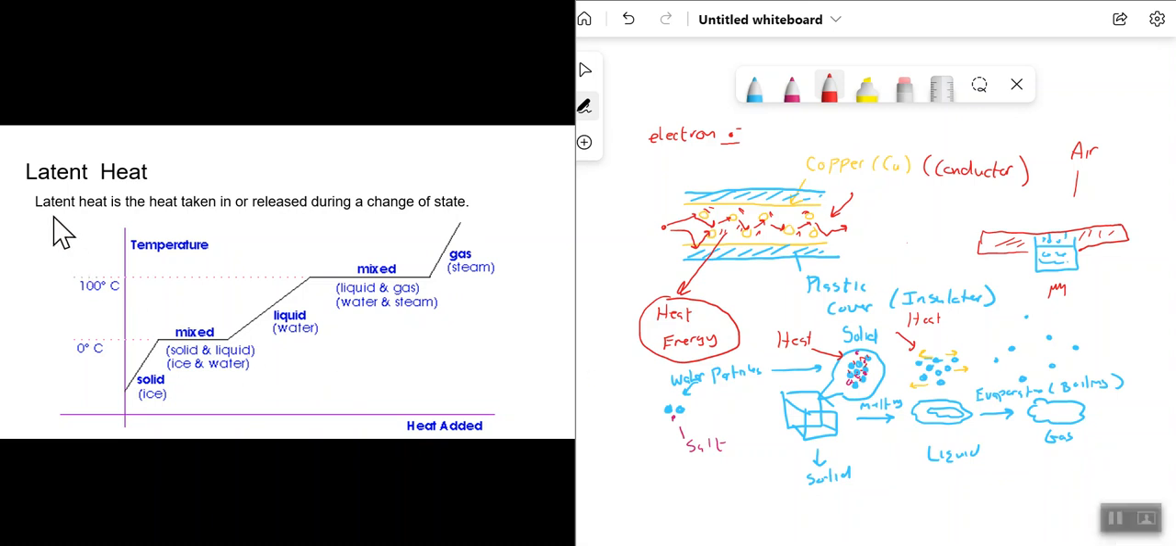So latent heat is the heat taken in or released during a change of state. The amount of heat energy that's taken in here and here, for example, is what's called latent heat. This is a graph for water, but you can get a graph like this for any other substance as well. To identify the melting point or the boiling point, it's this point here where you get the leveling off. The first leveling off is the melting point, and the second leveling off is the boiling point.